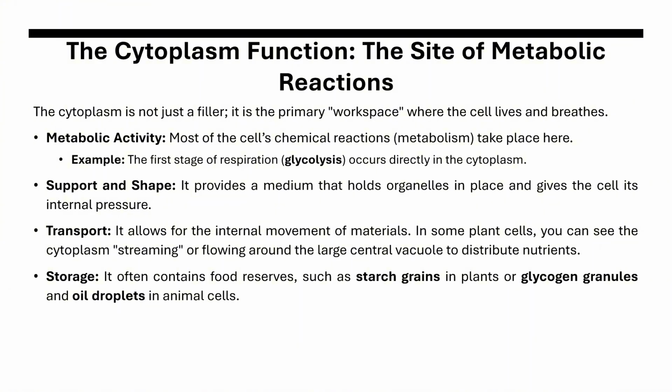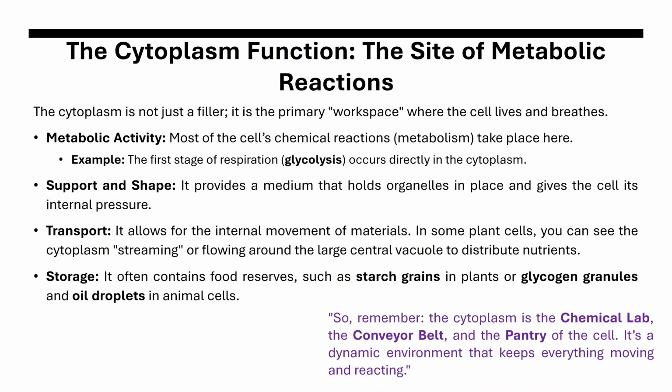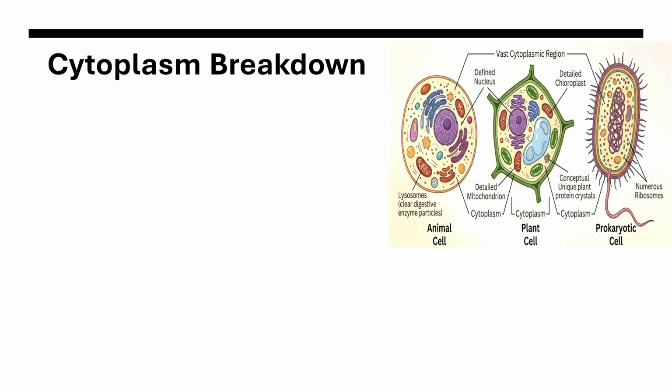That is about transportation. And then the storage. When a cell has extra energy, it stores it right there in the jelly as tiny clumps. In plants, you will see starch grains. In animals, you will find glycogen granules or even tiny oil droplets. Think of these like snacks kept on the factory floor, ready to be used the moment the cell gets hungry for energy. So remember, the cytoplasm is the chemical lab, the conveyor belt, and the pantry of the cell. It is a dynamic environment, not static, that keeps everything moving and reacting.